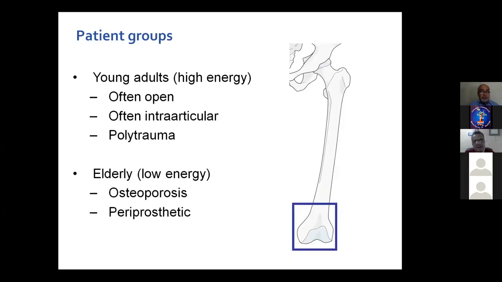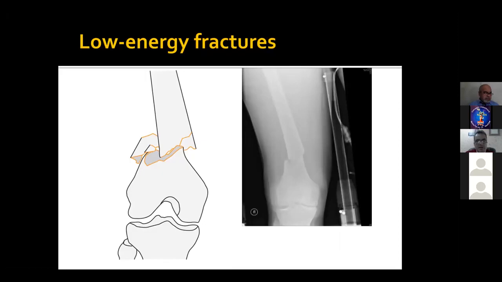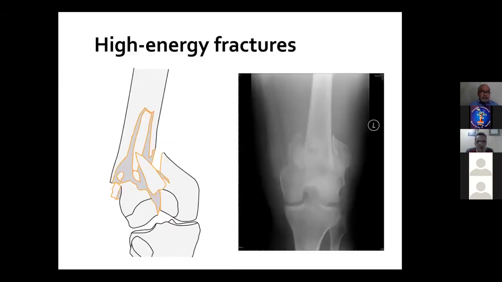Then there are the elderly low energy group who have osteoporotic bone and who may have a periprosthetic fracture. This is an example of the low energy fractures. And this is an example of the high energy fractures.